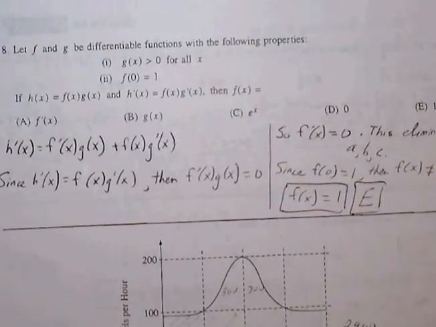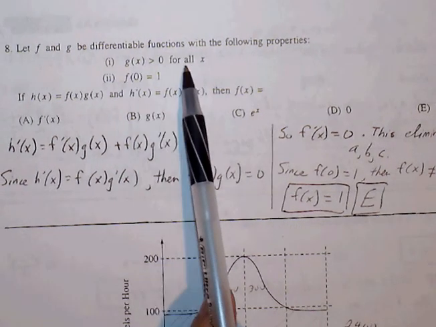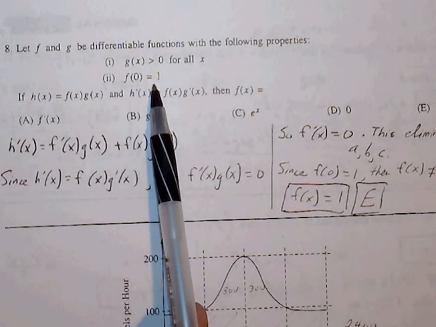Okay, number 8. Let f and g be differentiable functions with the following properties. g of x is greater than 0 for all x. f of 0 is equal to 1.